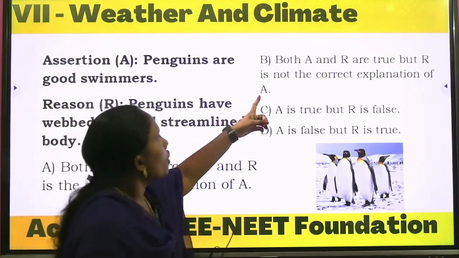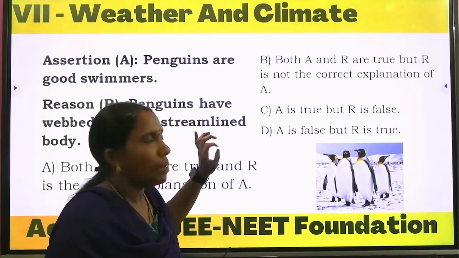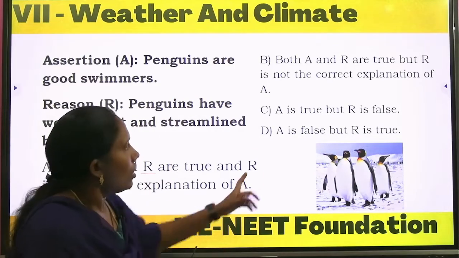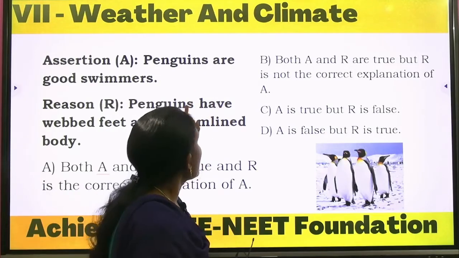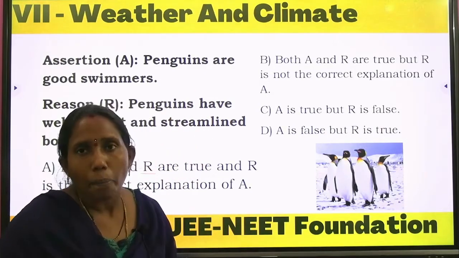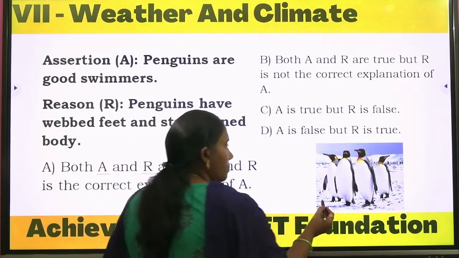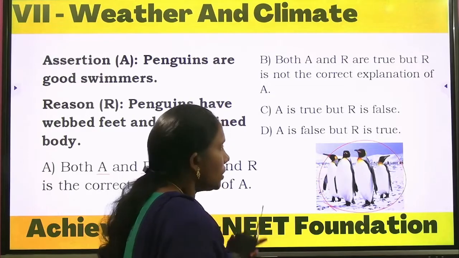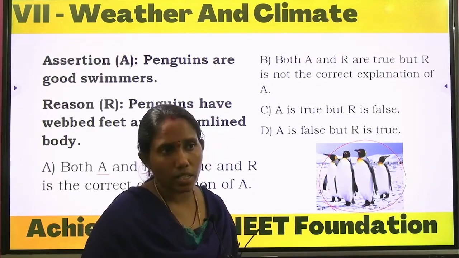Next one, both assertion and reason are true but R is not the correct explanation for A. A is true, R is false. A is false but R is true. These are the options given, right? If you see here, this is the penguins picture. These penguins are good swimmers. That is the true assertion only.